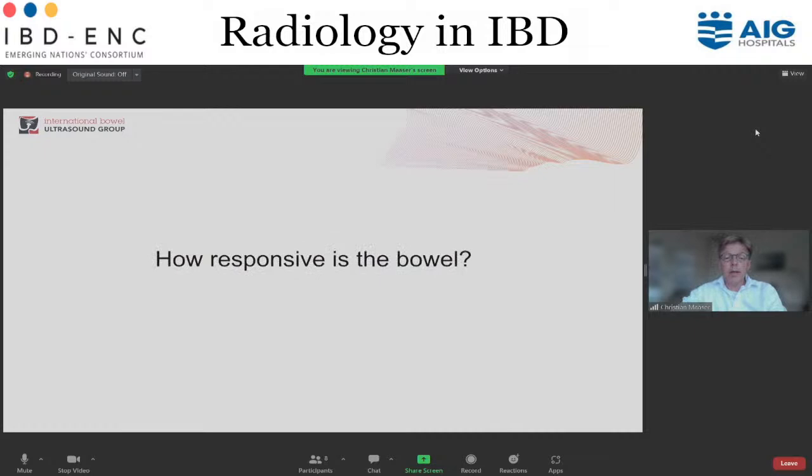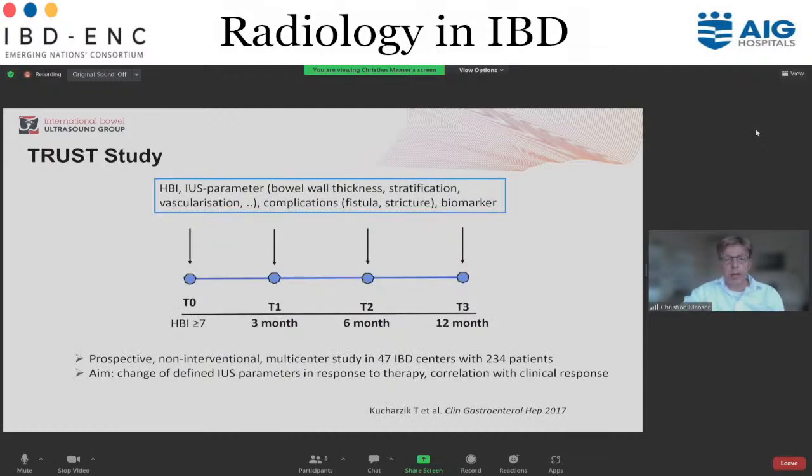Now, what is the data? So how responsive is the bowel? How quickly or how fast do we see changes? And since the time is limited, I'm just going to show you very few data sets just to give you an idea, and there's lots more data published.